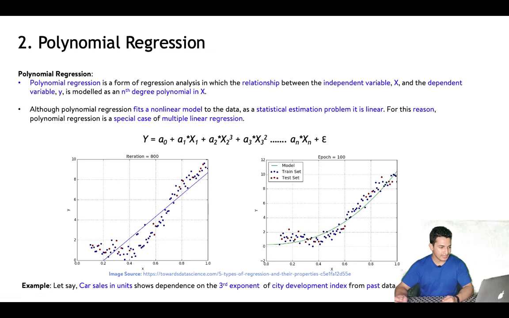And looking at a real life example, it can happen that car sales in units depend on the third exponent of the city development index. That is, the more developed the city is, the more car sales there will be, but not directly depending on the development index, but on the third power of it. So in that kind of case, it makes more sense to go for polynomial regression.